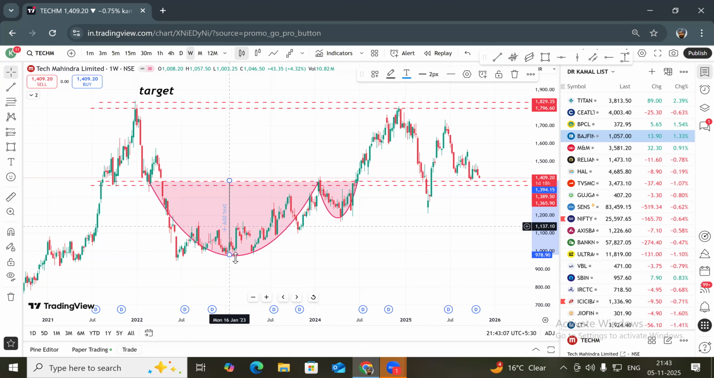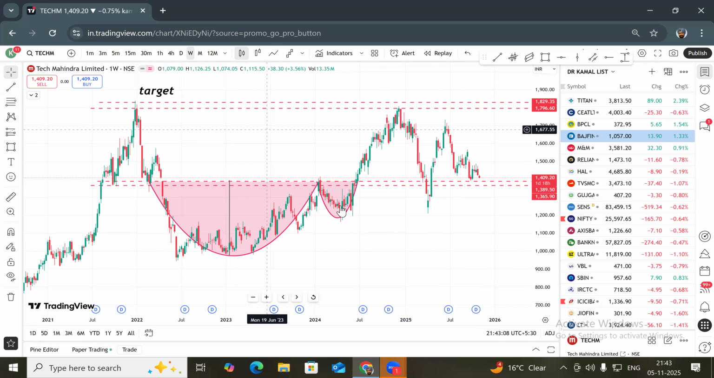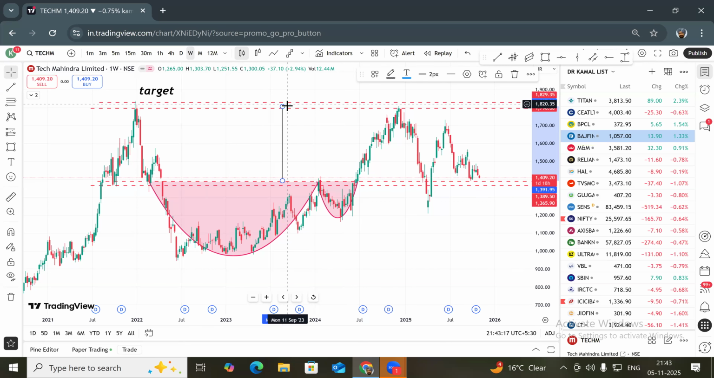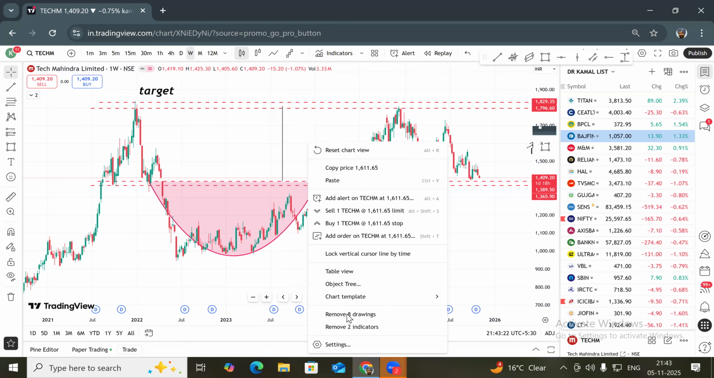And this is your target. Proven on a cup and handle. This is what happened to Tech Mahindra, and it touched that level and came down. So now I'm just taking it off. I don't want to do it.